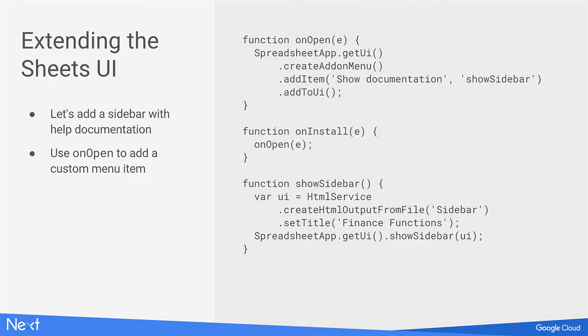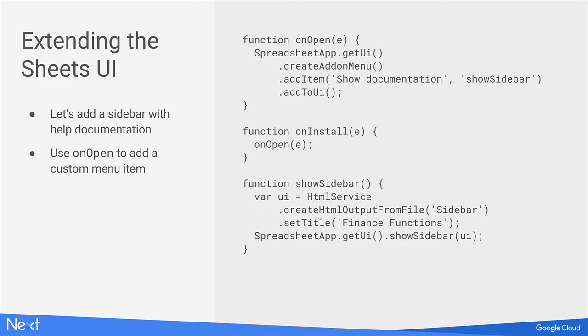So let's get to the help page I was talking about. So we created these custom functions, and I'd like to add some documentation in a sidebar. When you're building add-ons, there's a special method that Apps Script recognizes called onOpen. We call these methods simple triggers, but the idea is basically that if a user's installed an add-on and they open a sheet, this onOpen method will get run when they open the sheet.